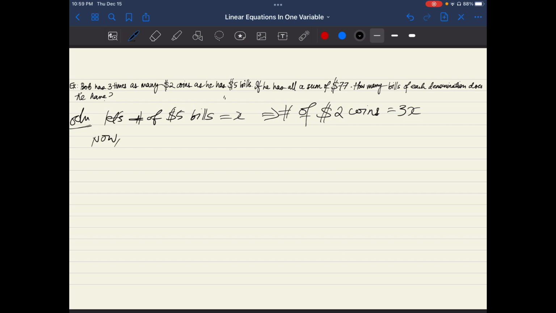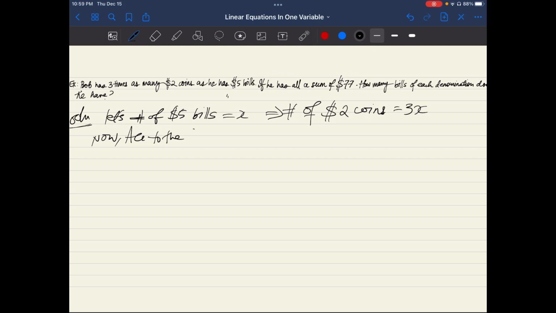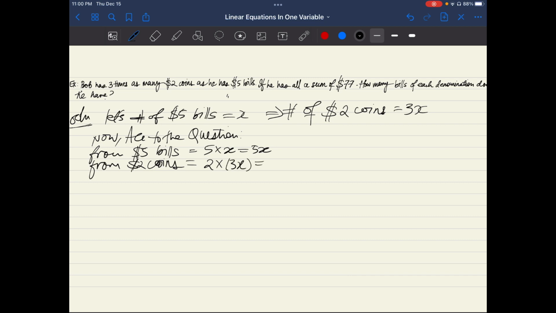So now, according to the question, we have, if he has all a sum of $77, right? But now here we only discussed that, let's say the number of $5 bills is X and number of $2 coins is 3X. But now let's look at from $5 bills, how much money will Bob have? Bob will have 5 times X, which equals 5X. And similarly, from $2 coins, what will Bob have? Bob will have 2 times 3X, which is 6X.